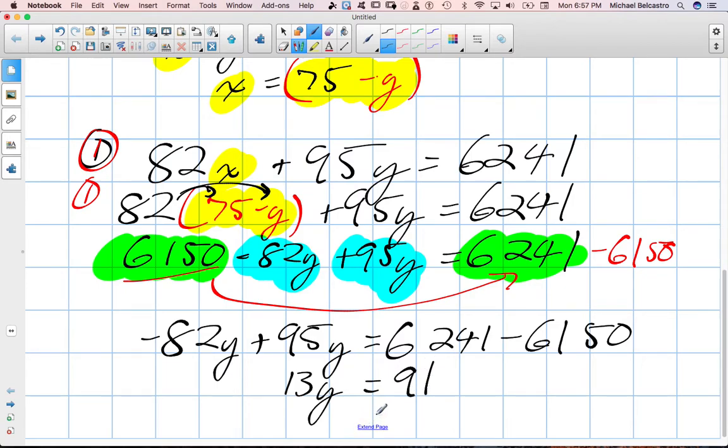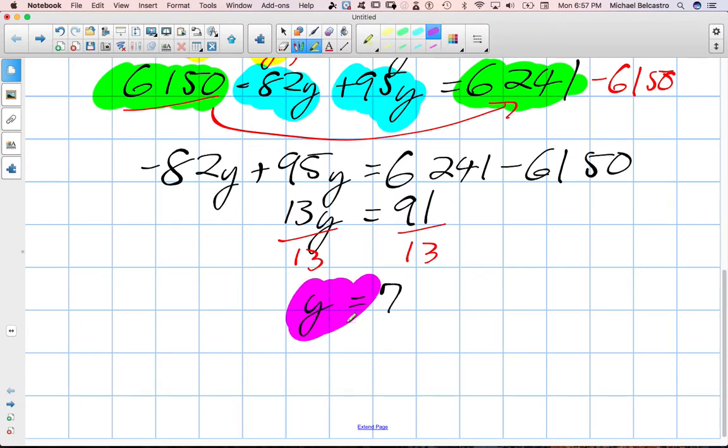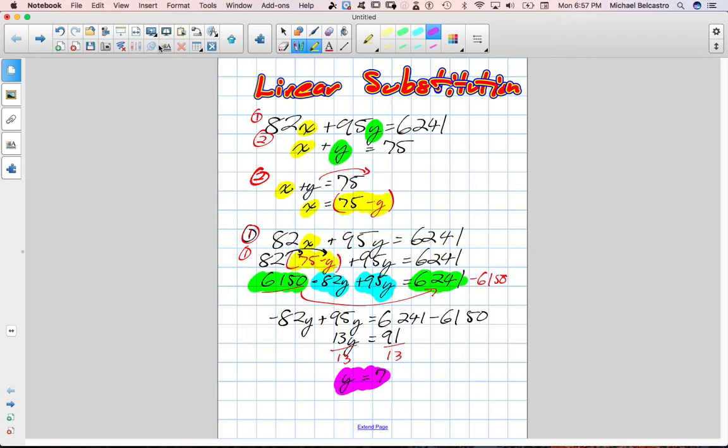Great. This is far simpler to work with now. Still, the goal is to isolate for y. So we're going to divide both sides by 13. And 91 divided by 13 is 7. y is equal to 7. Great. So we have one of the variables. y equals 7. Let's zoom out again at all this work we've done.